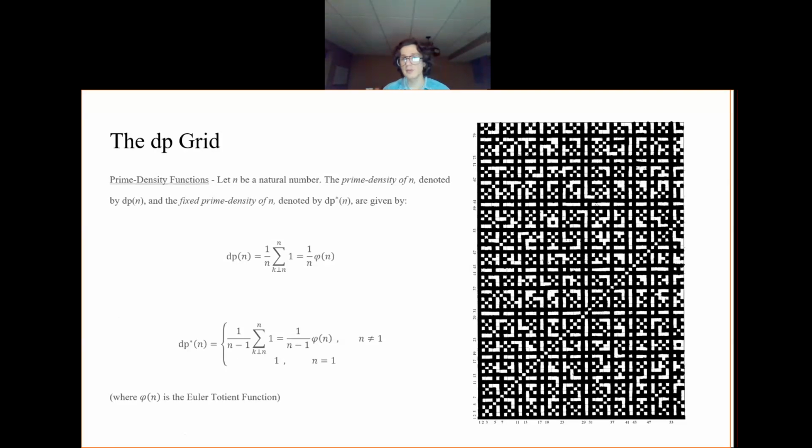And in order to formalize our study of these perceived visual patterns, we develop another specialized function called the prime density function, the prime density of n, denoted by dp of n, and dp star of n, the fixed prime density of n, which is so named because dp star of a prime number value is always going to be 1. And these functions you'll see are highly related to Euler's totient function, phi of n.